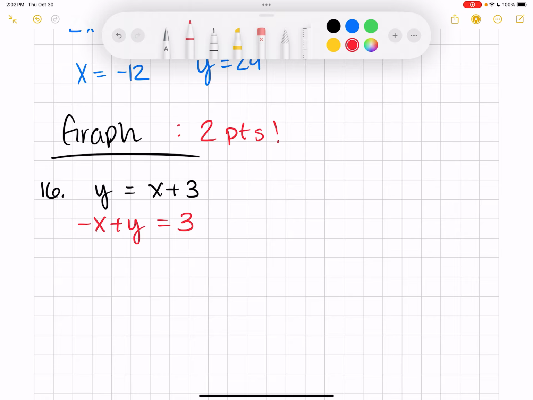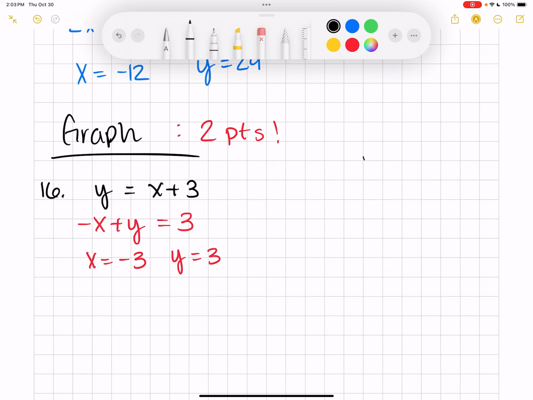So when I find the x-intercept, I'm covering up y. I have negative x equals 3. So what does x equal? Negative 3. So x equals negative 3. And then I'm going to cover up x to find y. I have y equals 3. Obviously, that one just stays that way.